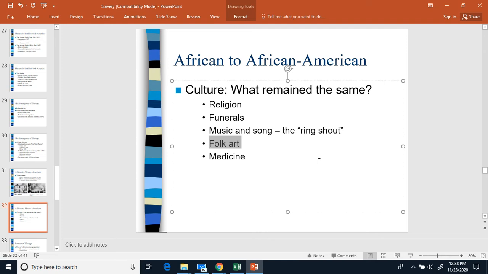Just the way how pictures were drawn, paintings were drawn. That stayed very much the same when Africans came over to the Americas. And five is medicine. Not exactly the same type of plants as what was in Africa they used in the Americas, but still finding natural herbs and so forth for medicine, which also connects to the religion as well. That was five, medicine.